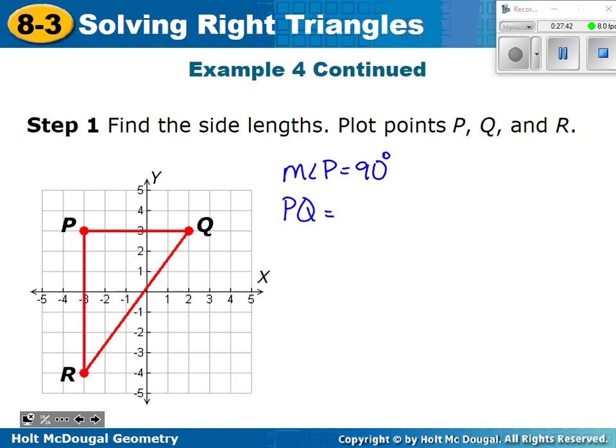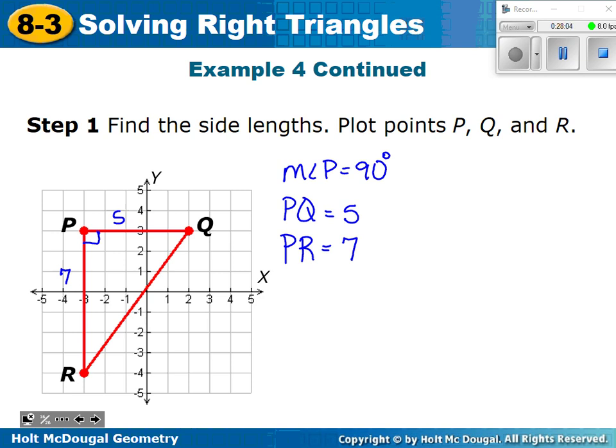Five. Okay. And then what other side can we find easily? PR. And PR is seven there, everybody agree? Looks right. So then you can label your picture. This is your right angle, this is 5, this is 7. And now it's just like what we did, right? So then we can solve.